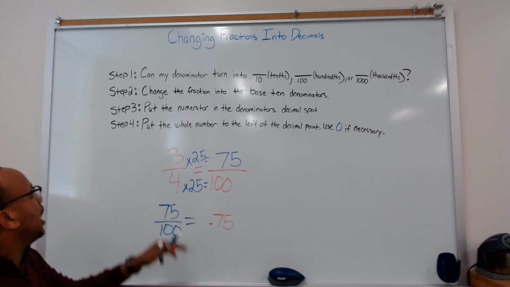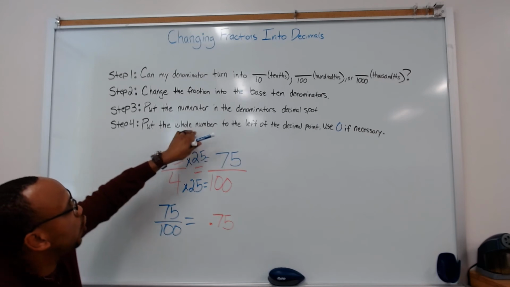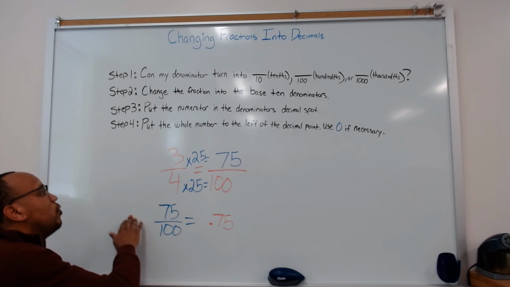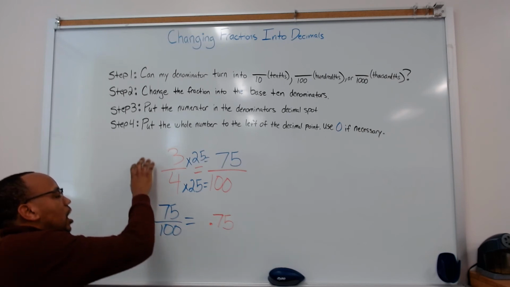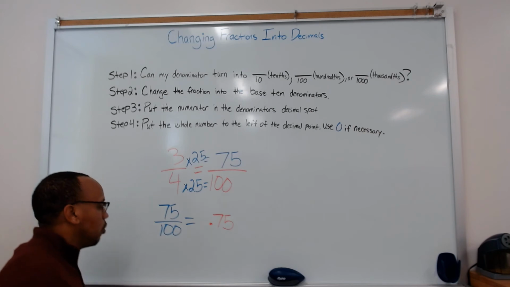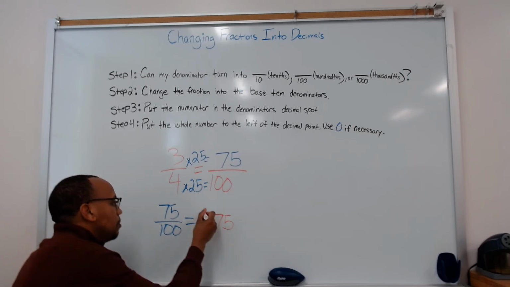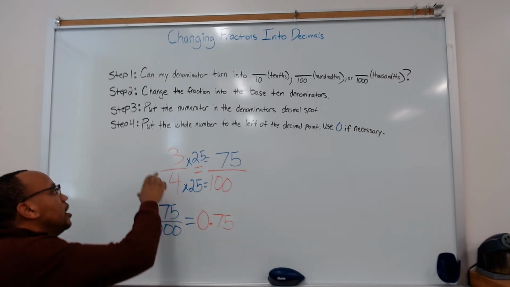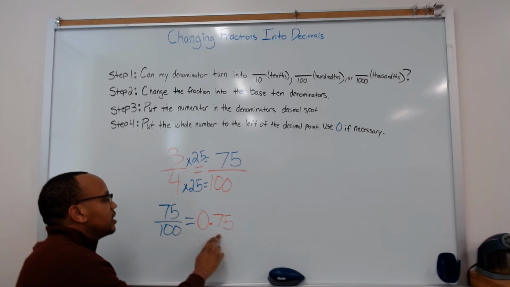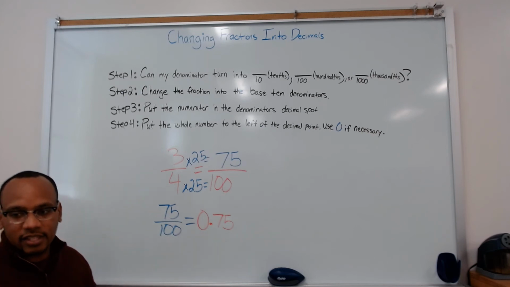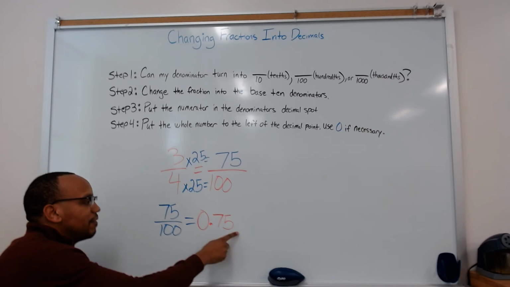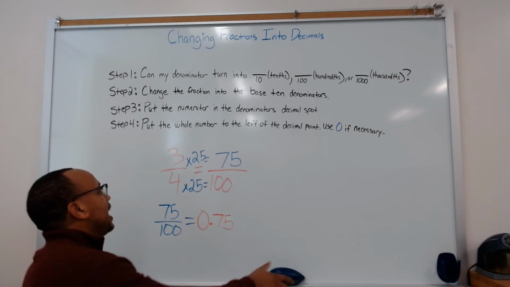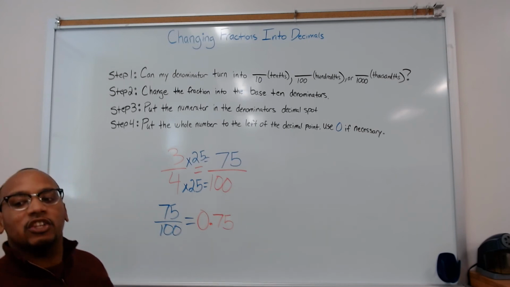Which is correct. And step 4, put the whole number to the left of the decimal point. Use 0 if necessary. I don't have any whole numbers, so this is assumed to be 0. All right. I have converted 3/4 into 75 hundredths. Makes sense because 3/4 is 75 cents. All right. That is a conversion to hundredths.